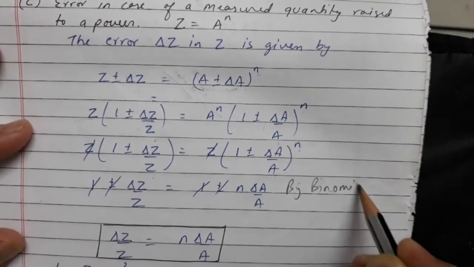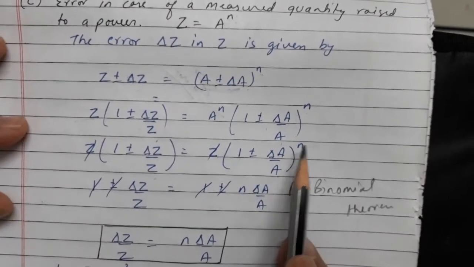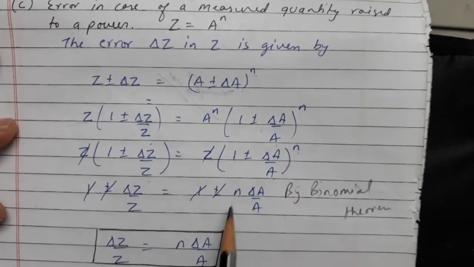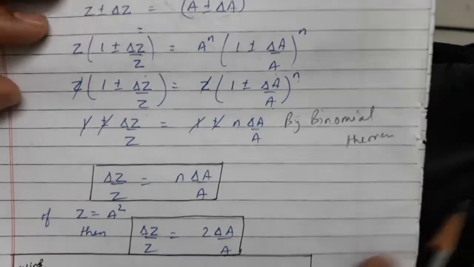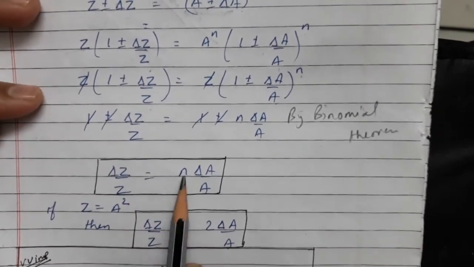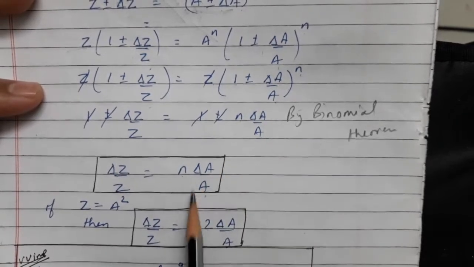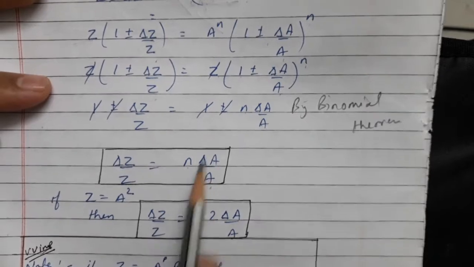By the binomial theorem, which you will study in mathematics, whenever there is a power n on any quantity, we can expand it according to the binomial theorem. So this thing can be written as del z upon z is equal to n del a upon a. So whatever be the power of a given quantity, we have to just multiply it to the relative error.